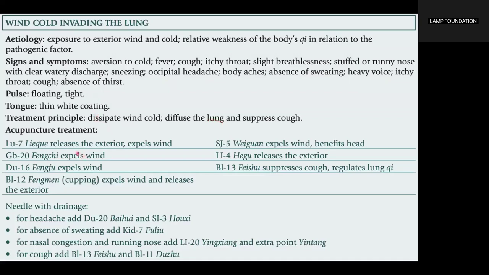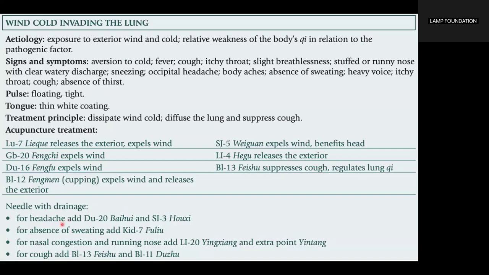Acupuncture treatment, we use Lung 7 to release the exterior, expel wind. Gallbladder 20 to expel the wind, as well as Du 16. Bladder 12, we use cupping to expel wind and to release the exterior. Sanjiao 5 to expel wind, and this can benefit the head. We use LI4 to release the exterior and Bladder 13 to suppress the cough, regulate the lung qi. We needle using drainage or sedation.